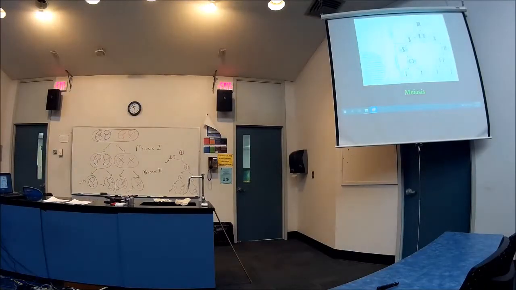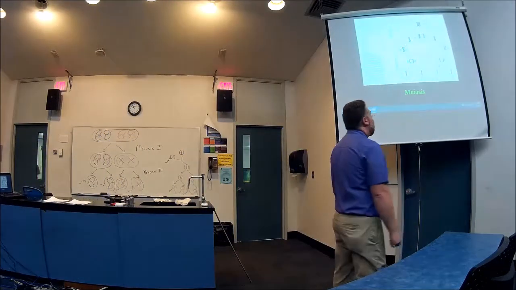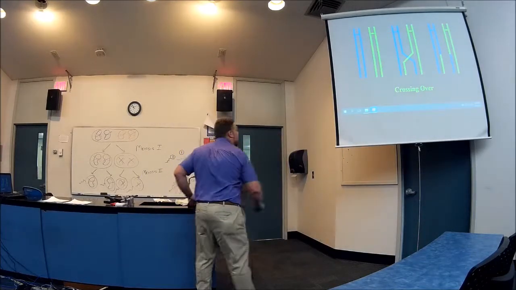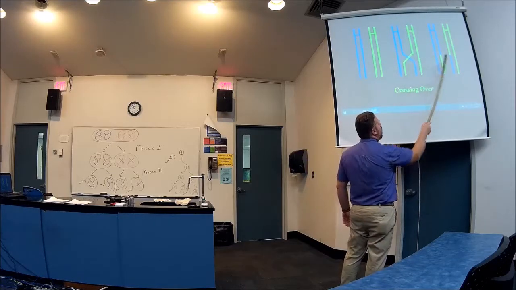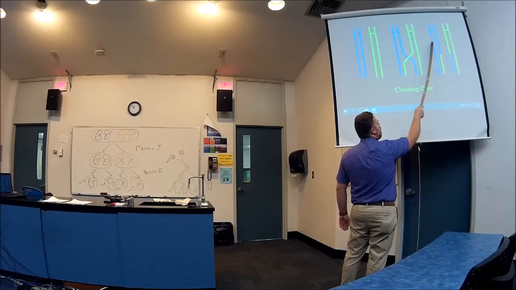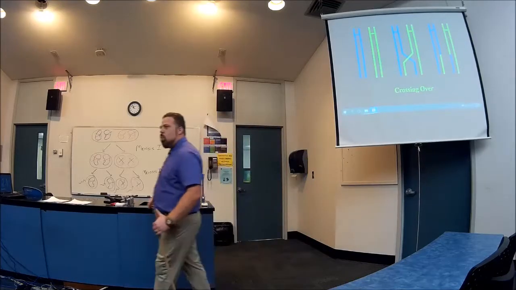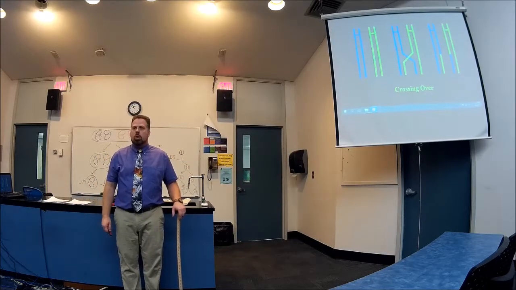Now, that's meiosis, and there's where crossing over takes place. All right? So you have the two chromosomes over here. They kind of cross over. A piece of this will go on this. A piece of this will go on that. Okay? And that's why you don't look exactly like your brother or sister, because crossing over occurred.